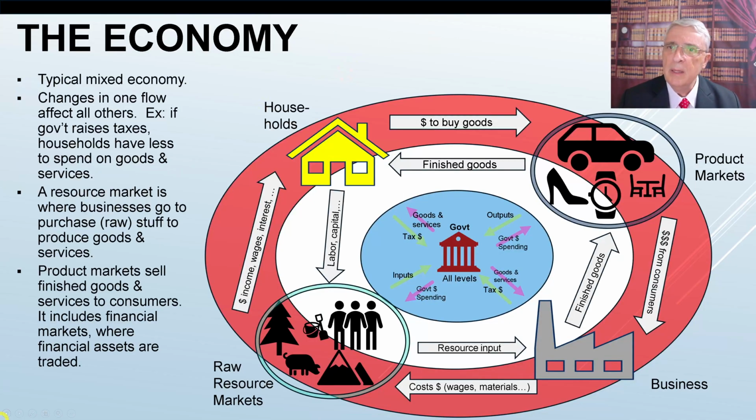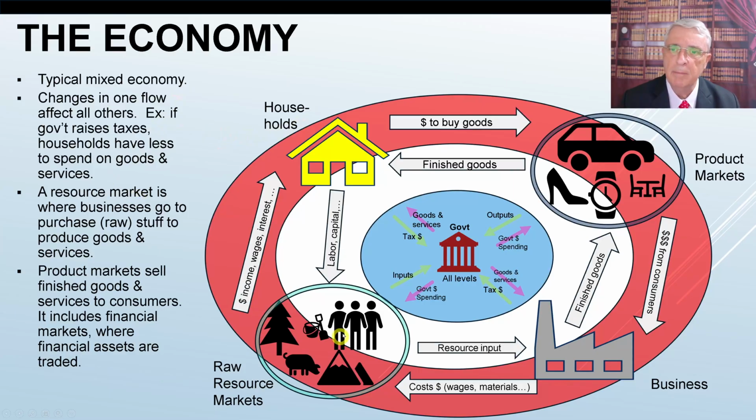The economy looks like this. This is a typical picture of what people draw when they're talking about it. This is a mixed economy. And you'll notice that as we go through here, changes in one flow are going to affect all the others. For example, if the government raises taxes, households here are going to have less money to spend on stuff.